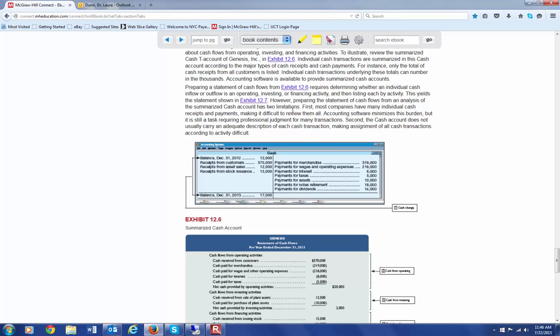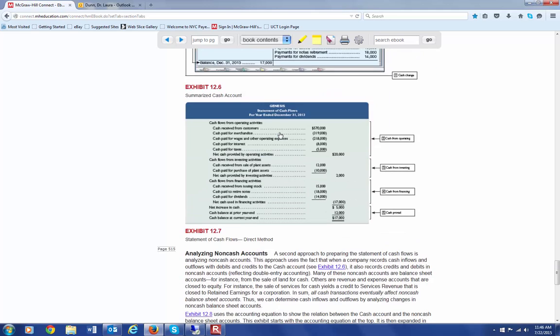But again, there's limitations to doing it this way. And as I said before, most companies have many individual cash receipts and payments, making it difficult to review them all. And even though accounting software can minimize this burden, it's still a task requiring professional judgment as to what type of activity each of these transactions, where it should fall. And the cash account itself doesn't always have an adequate description, so it might make it difficult for us to know which activity to put it into.